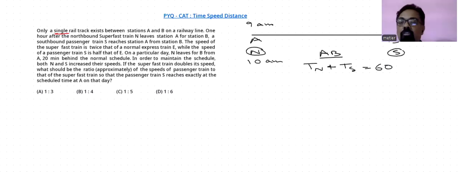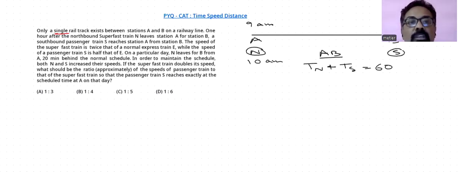Now, if we know the individual times of train N and train S to cover this distance, that may help us in our further calculation, because if you go with the question asked, they ask for the speeds of the passenger train S and the superfast train N. They need the speed ratio. When they need the speed ratio, we need individual time, right? So obviously some information should be there that will help you to calculate individual time.